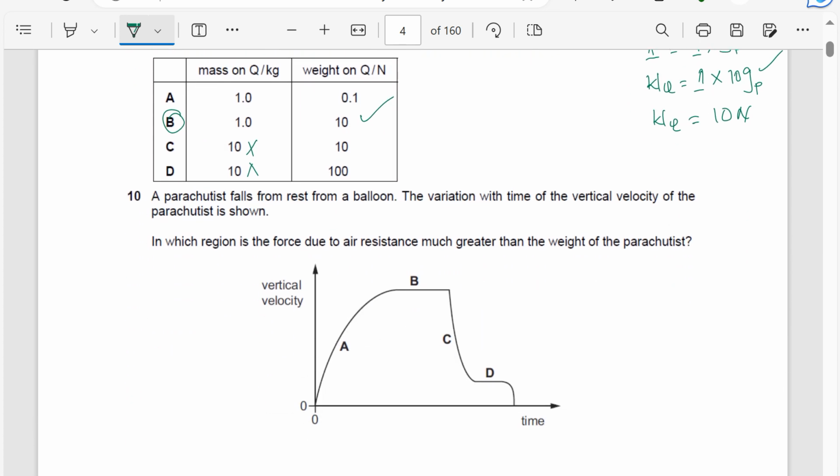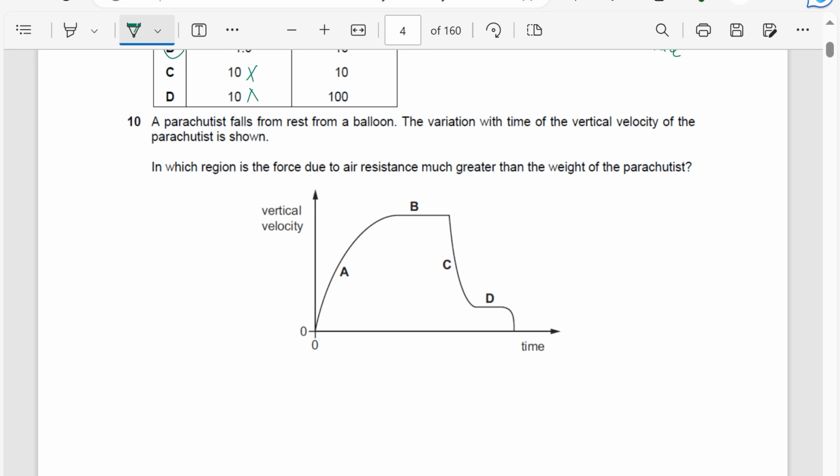A parachutist falls from rest from a balloon. The variation with time of the vertical velocity of the parachutist is shown. In which region is the force due to air resistance much greater than the weight of the parachutist? Of course, here the speed is increasing. So if the speed is increasing, then remember, when the parachutist is falling, the weight is constant downwards. The air resistance increases upwards.